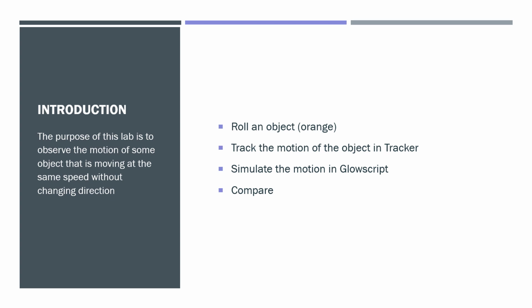So in performing this lab, I rolled an object. In my case, I used an orange. I tracked the motion of the object in Tracker, I simulated the motion in GlowScript, and then I compared the motion of the object and the model against each other.